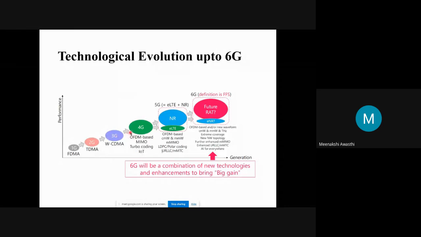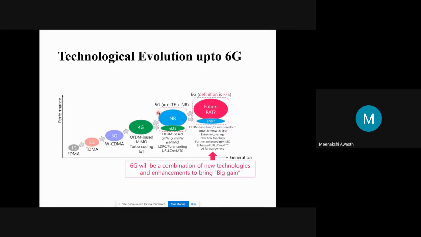Next, we have moved towards the fourth generation that we are using in our mobiles nowadays. Fourth generation is basically deployed with the help of OFDM based MIMO and turbo coding, IoT. These are a few features of the fourth generation network. We already know about orthogonal frequency division multiplexing and MIMO.